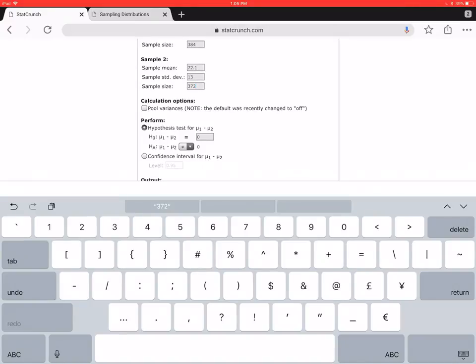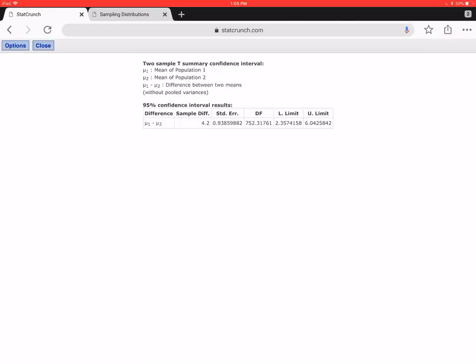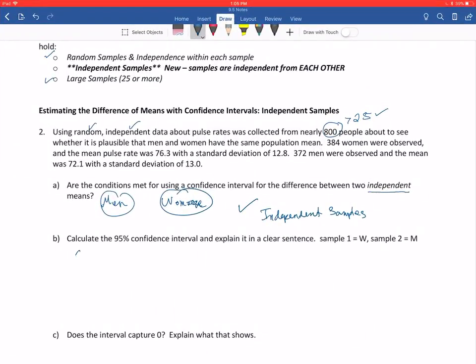We are finding a confidence interval for the difference between those, and we do want the standard 95% confidence interval, so I can leave that alone. Hit compute, record my lower and upper limits on my paper. So that confidence interval is 2.36 to 6.04. And again, we were doing women minus men when we did this. That was the order it was going in.